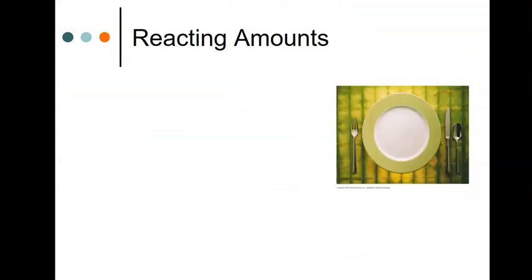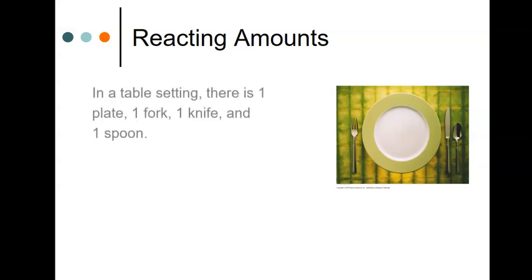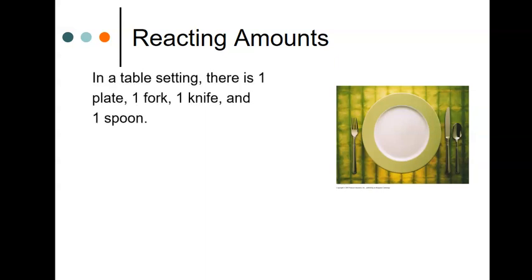Alright, let me take you back to our daily activity. Supposing you are working in a restaurant and you are a waiter. You are going to host a couple of people coming to your restaurant and you are going to set a table, or as many tables as you can. For each table, there must be one plate, one fork, one knife, and one spoon.